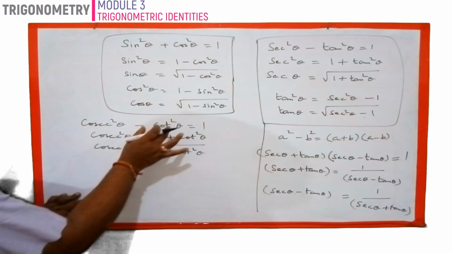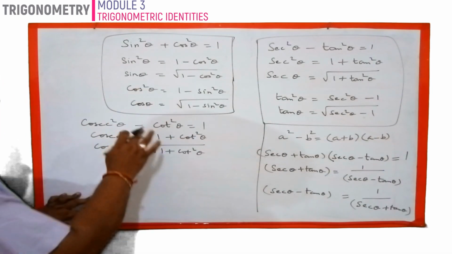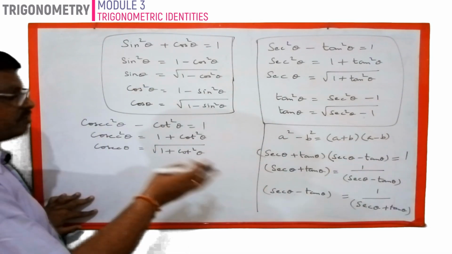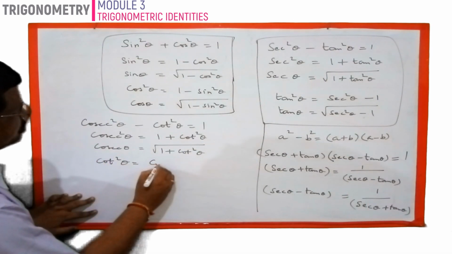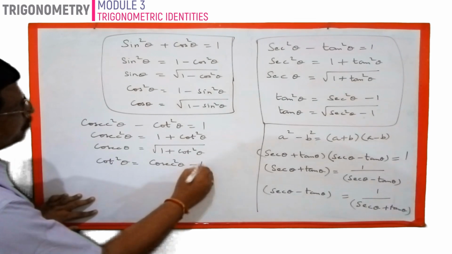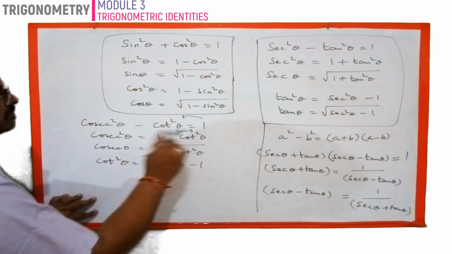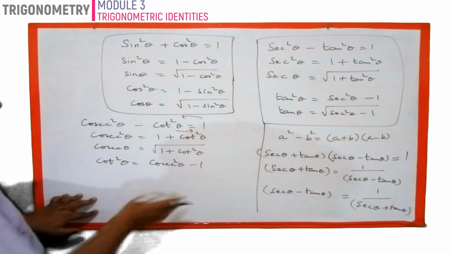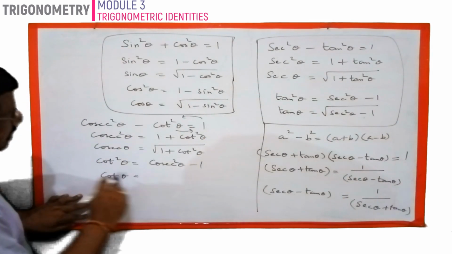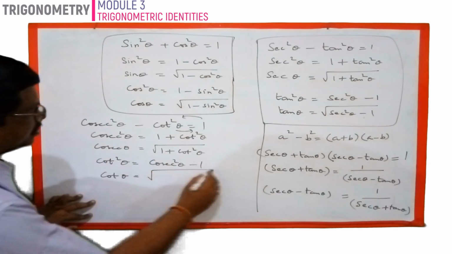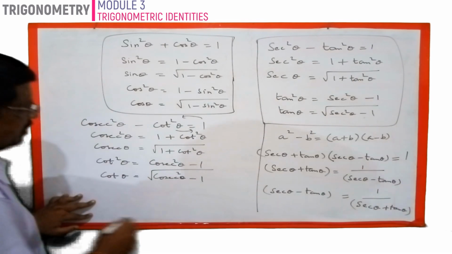Okay. Suppose if you want only cot square theta, take this cot square theta to the right hand side, because it is minus here. When it goes to the other side, it will become plus. So cot square theta is equal to cosecant square theta minus 1, because this 1 is taken to the left hand side and cot square is taken to the right hand side. So both will be changing their signs. So what is cot theta? Taking square root on both sides, you will get root of cosecant square theta minus 1.